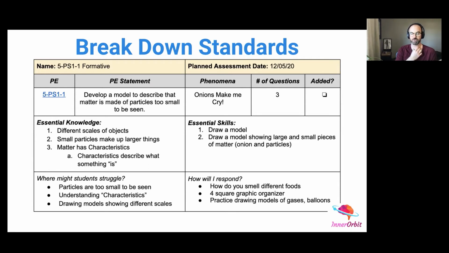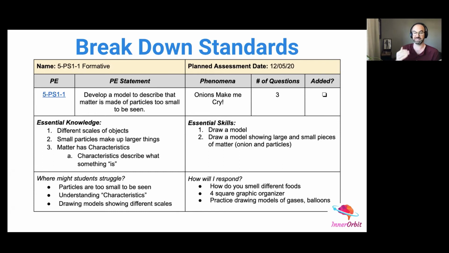The word characteristics, I think, is pretty important, because as students go into standardized tests, there will be vocab words like characteristics that will be on that test. And if they don't know the definition of that word and how it applies in this context, they're going to have a bad time. We also want them to draw models showing different scales.